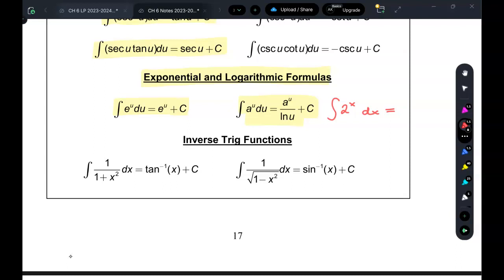2 to the x. What's that going to become? 2 to the x over natural log of 2 plus c. Oh, yeah. Well, listen, if it was e to the x. Wait, but isn't it e to the u? It's the u-x.